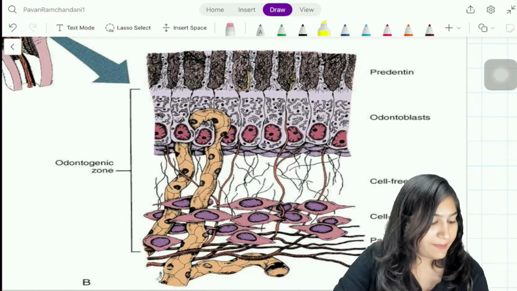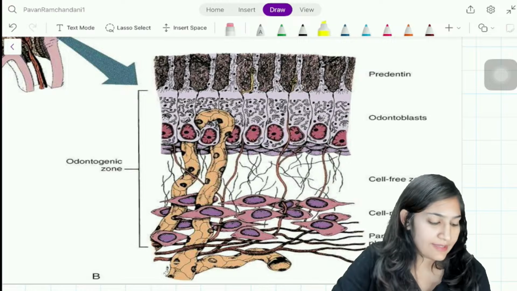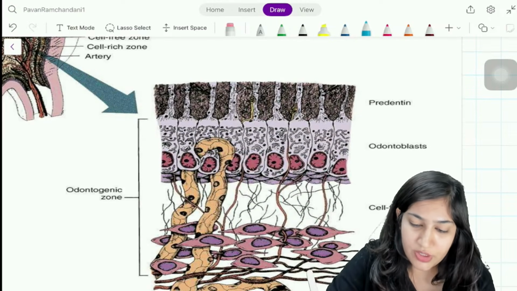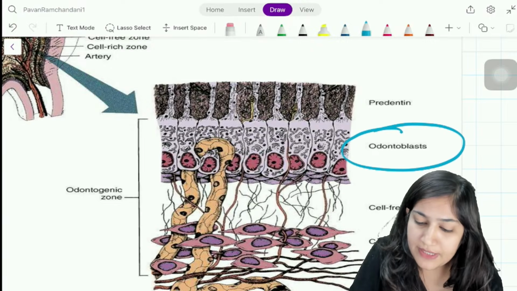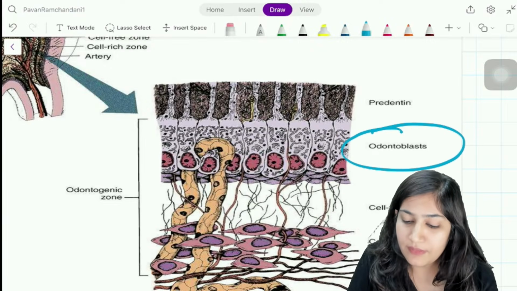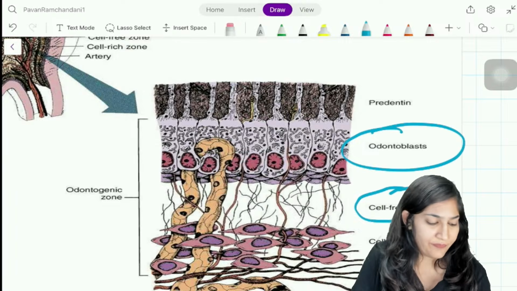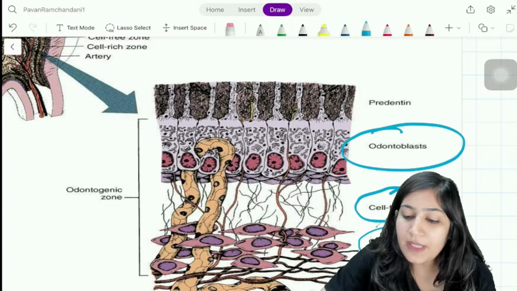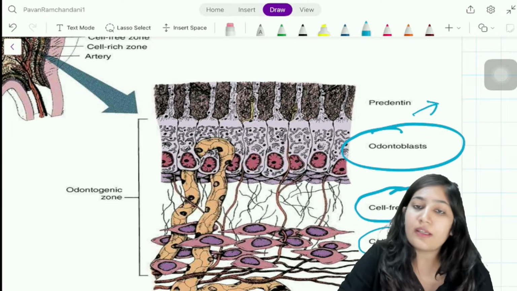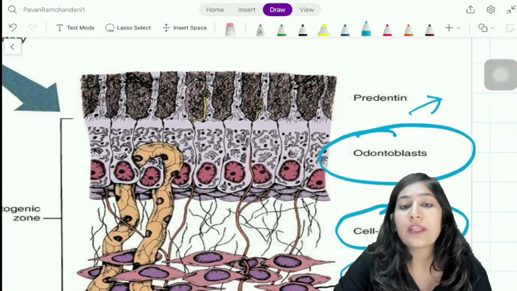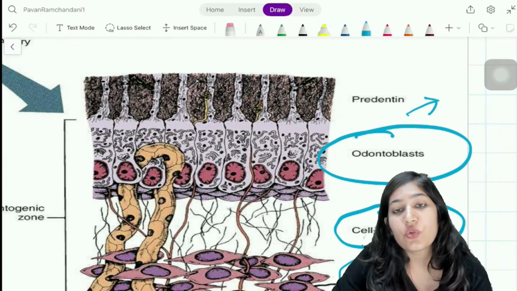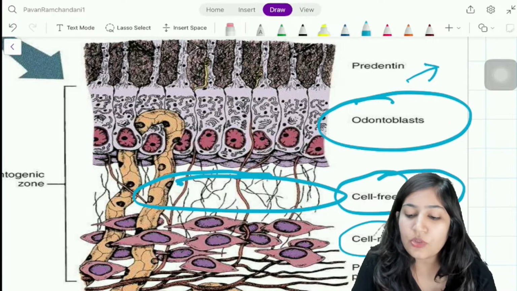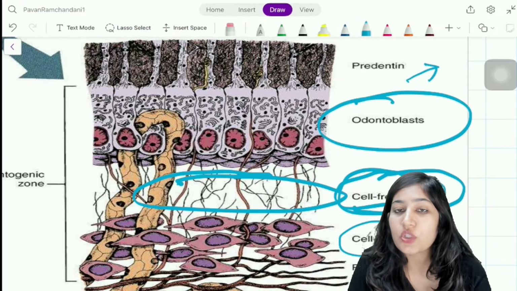So this is an image-based question. Here we can see the presence of odontoblast cells. Then we have cell-free zone, then we have cell-rich zone and pulp core. So you can be asked an image-based question for this also. You can be asked to recognize the zone of pulp. Here we can see absence of cells, so definitely it is cell-free zone, which is also known as zone of Weil.